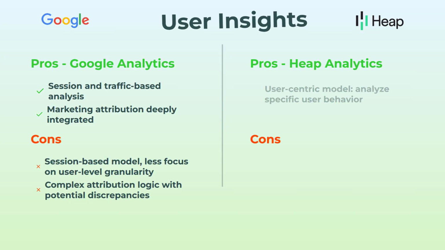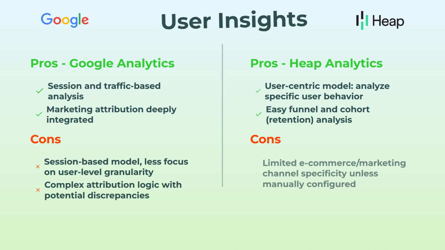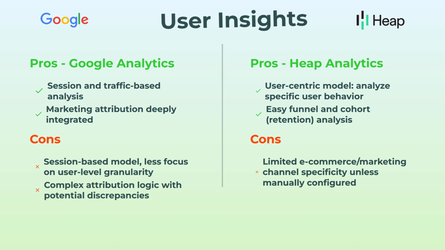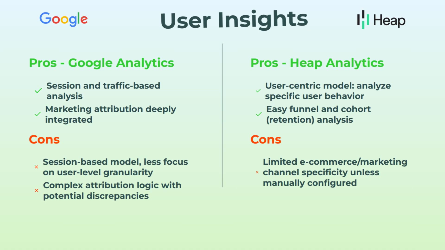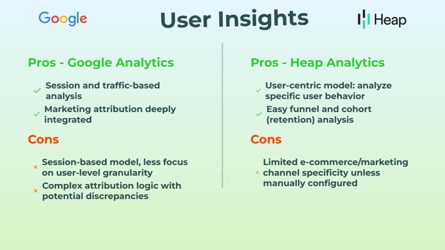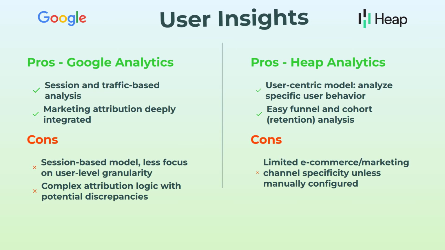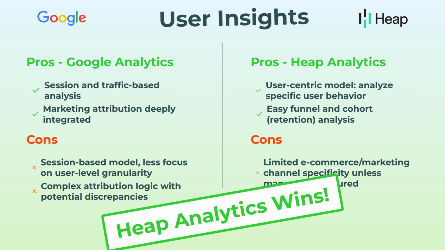On the flip side, Heap is all about the user. Like, you can see exactly how someone interacts, run quick funnel or cohort analyses. Perfect for retention. What's the trade-off? Unless you set up custom stuff, Heap might not give you super deep marketing channel breakdowns. But honestly, for user-level clarity, Heap totally rules.